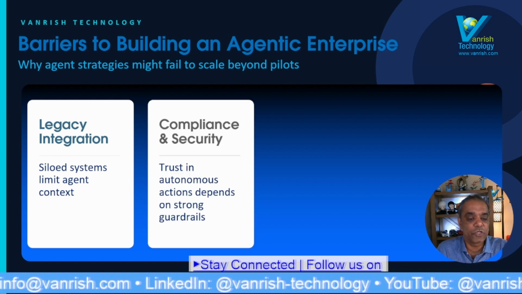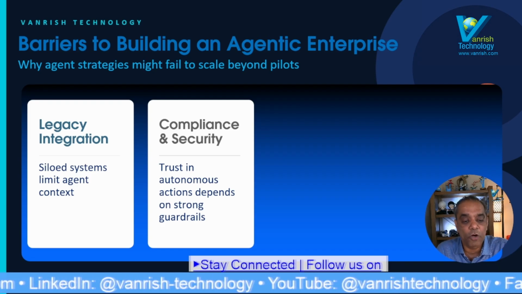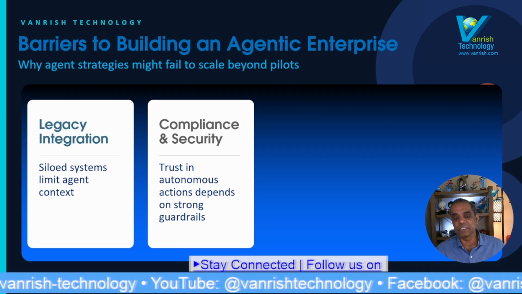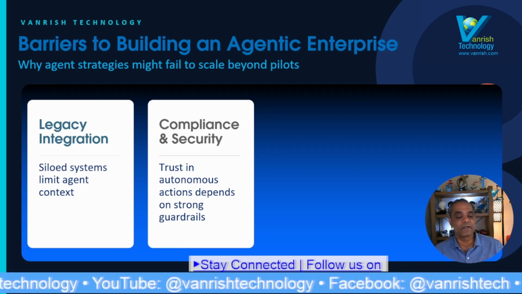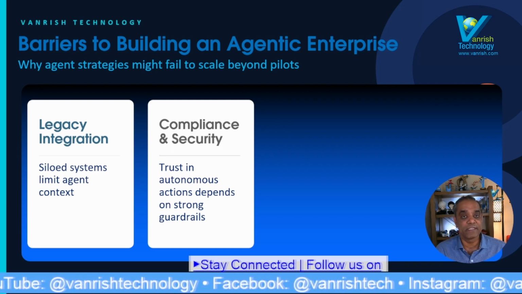Second is compliance and security. As agents take action across systems, organizations struggle to enforce policy, monitor behavior, and ensure compliance without visibility and control. Risk increases and trust in AI breaks down. So those are the barriers for building the agent fabric.